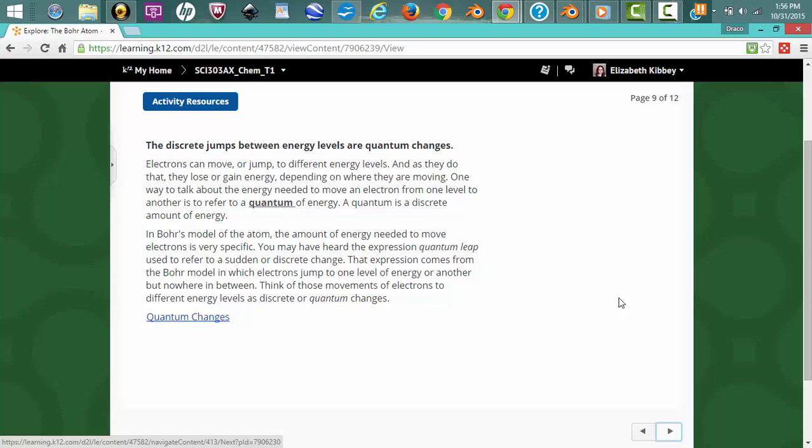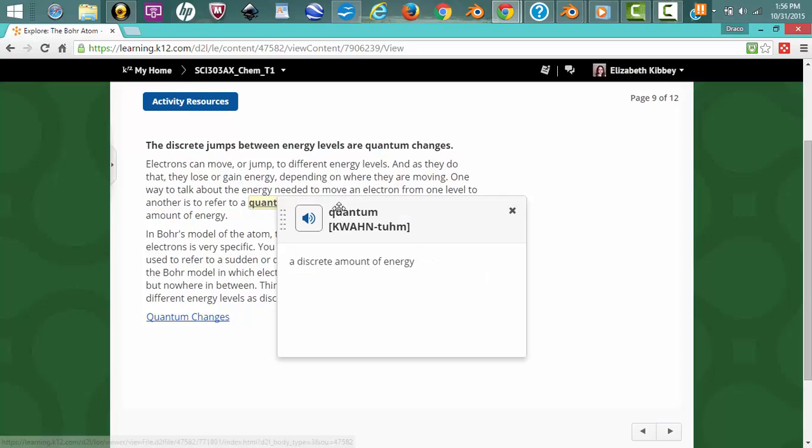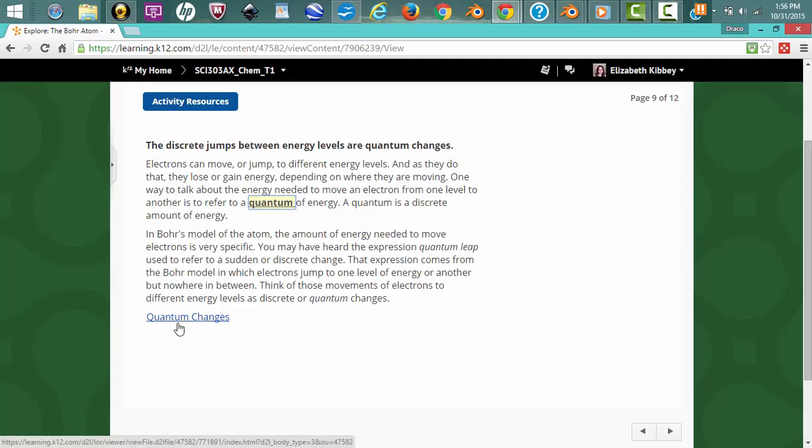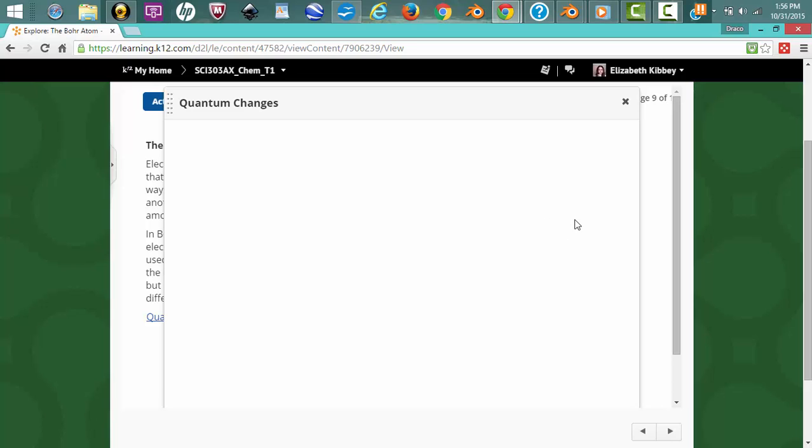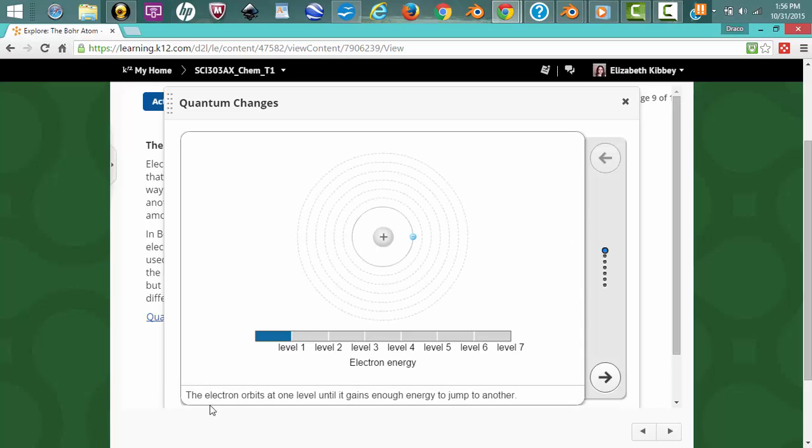The discrete jumps between energy levels are quantum changes. So, what does quantum mean? Quantum means a discrete amount of energy. So let's look at quantum changes. The electron orbits at one level until it gains enough energy to jump to another. So now it's in 2, 3, 4, 5, 6, 7.